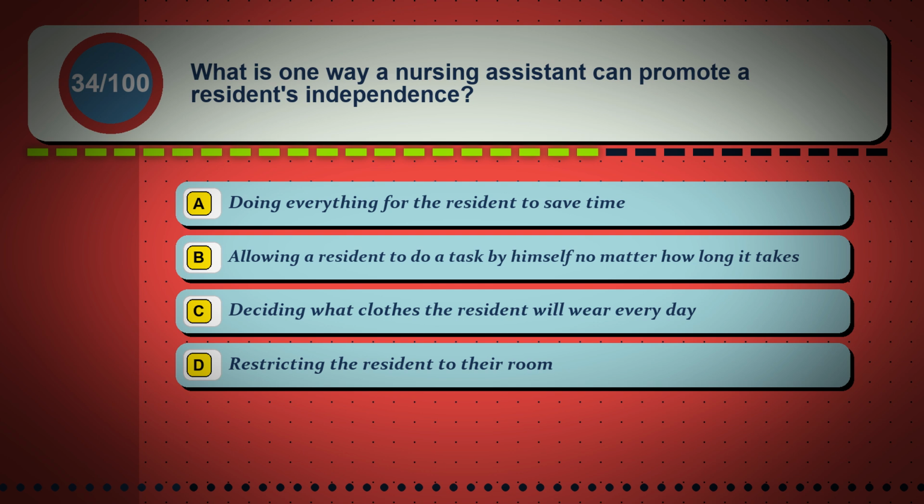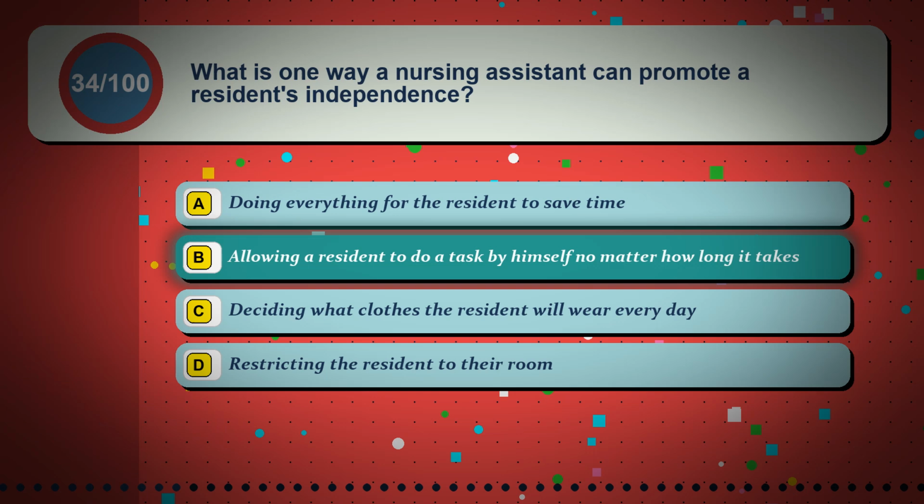Question 34. What is one way a nursing assistant can promote a resident's independence? Option A, doing everything for the resident to save time. Option B, allowing a resident to do a task by himself no matter how long it takes. Option C, deciding what clothes the resident will wear every day. Option D, restricting the resident to their room.